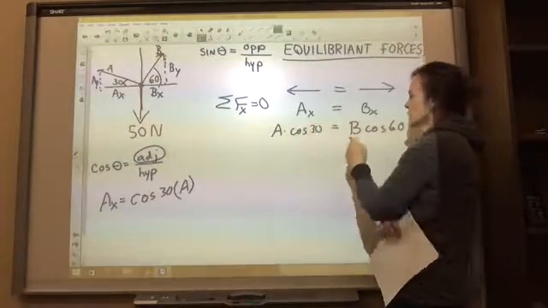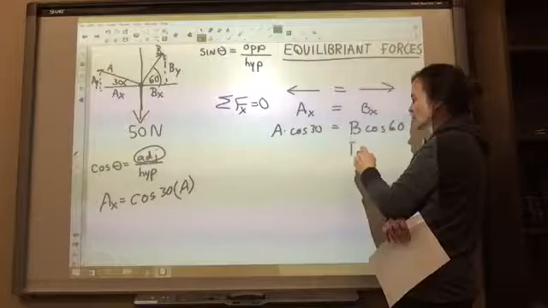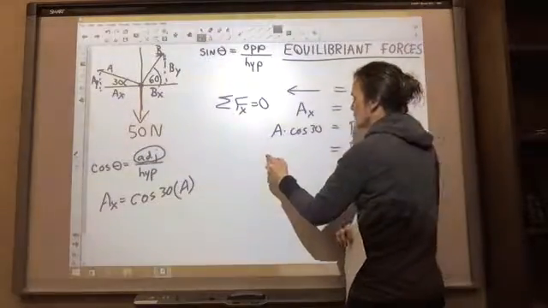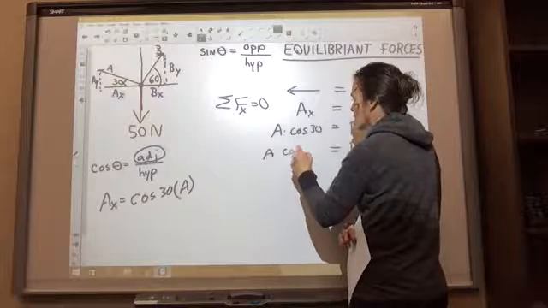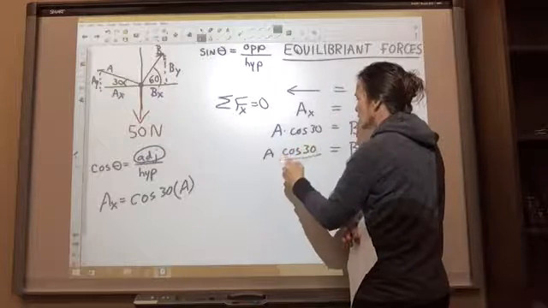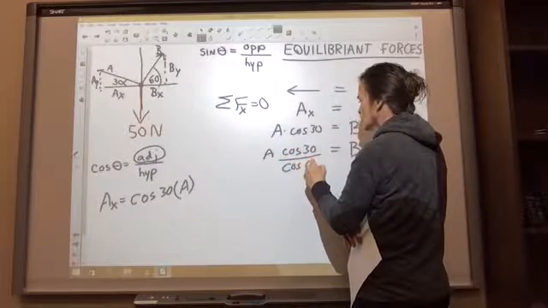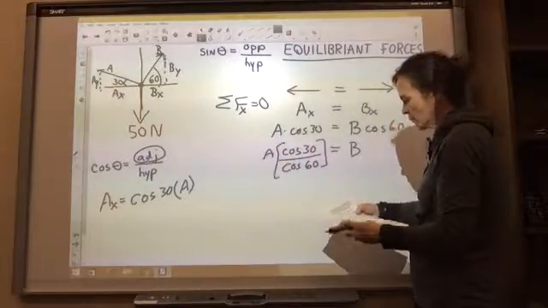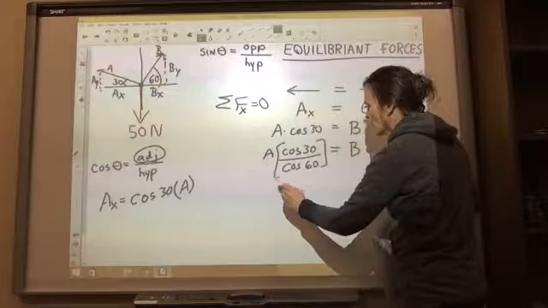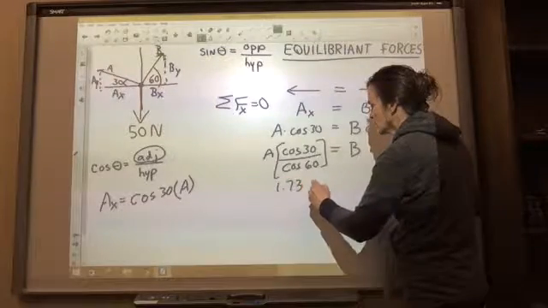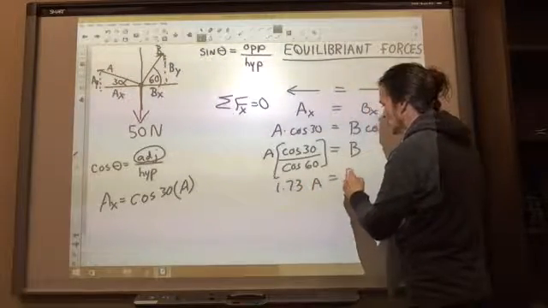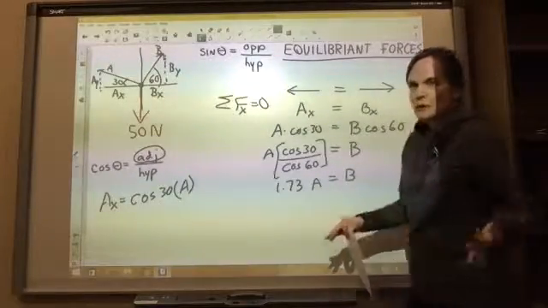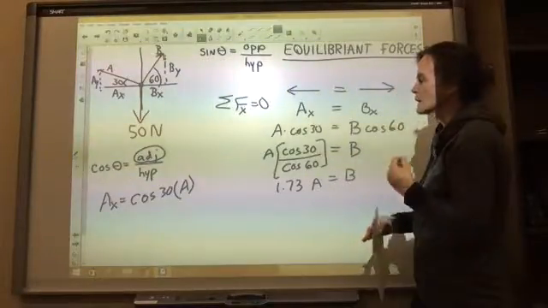If we wanted to solve this equation for B, we could do that, couldn't we? We could just divide both sides by the cosine of 60. So we would have A cosine of 30 over cosine of 60. You can put this in your calculator and come out with a number of 1.73 times A is equal to B. So there's one of our equations, and that's as far as we can get with that. So we're going to need a second equation now.